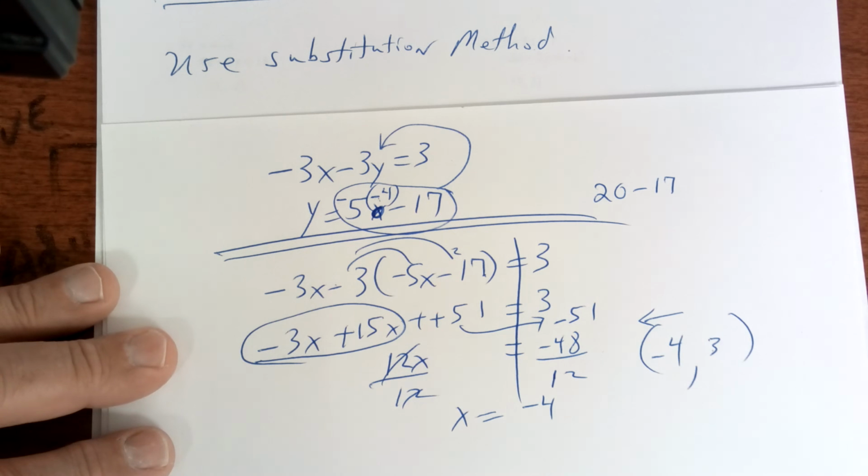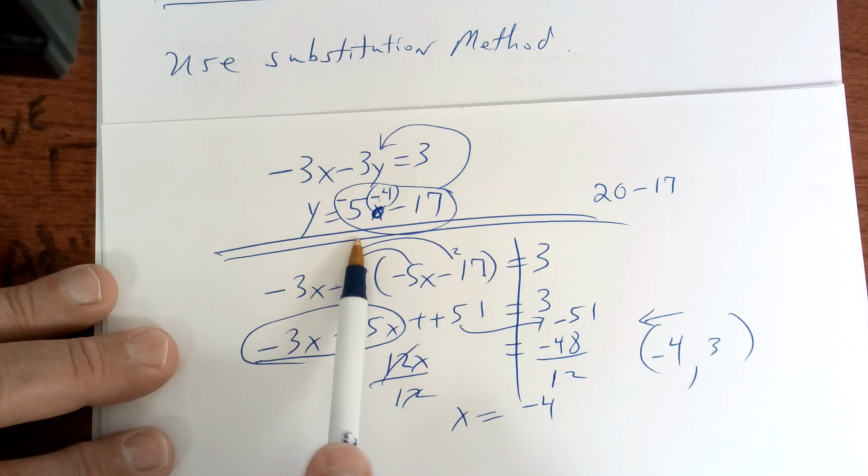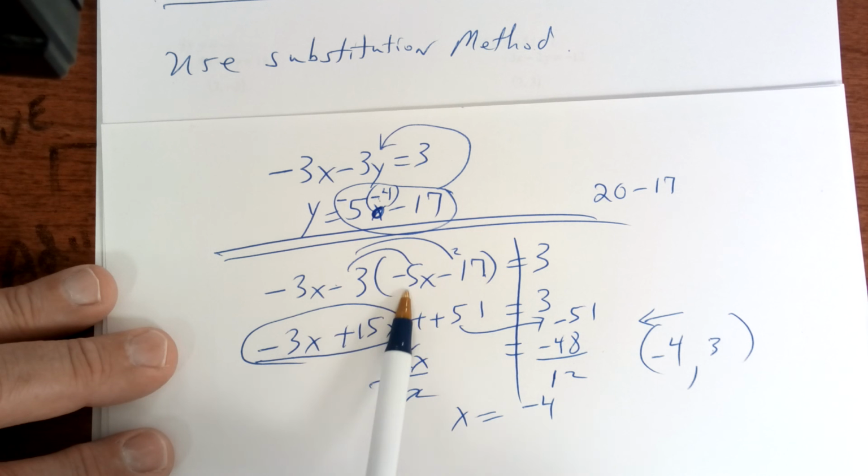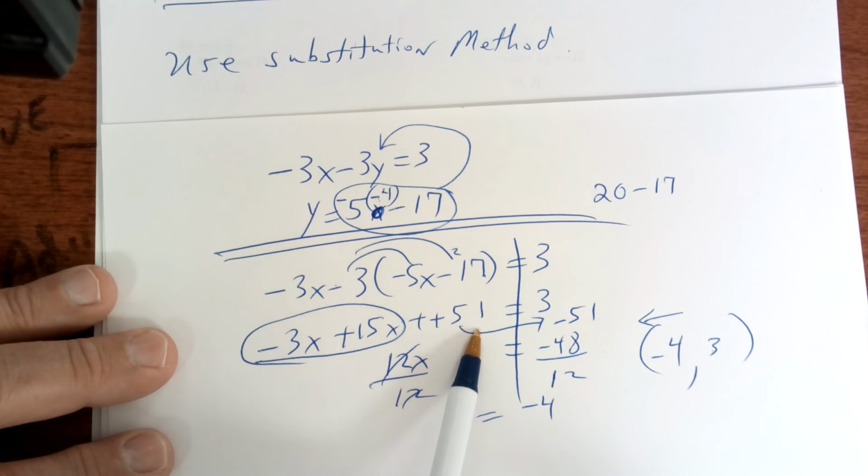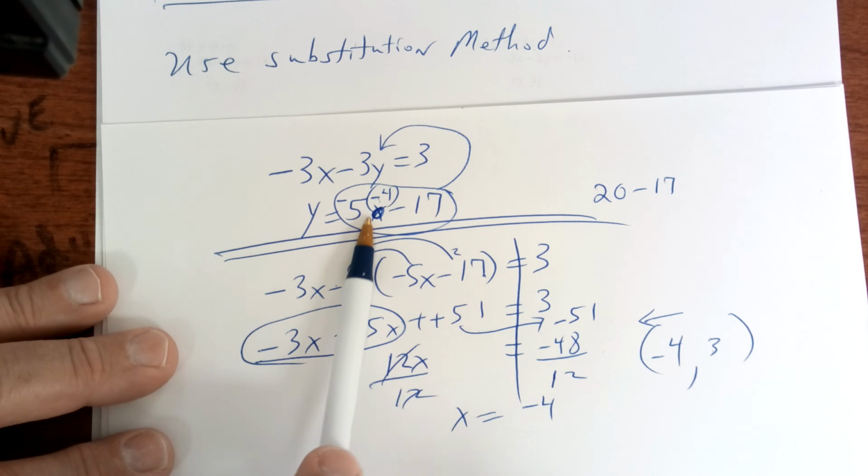And let me just check my work real quick just to make sure I did this right. So that gives me 15. That gives me a positive 51. And then I add that up. I move that over and I divide it. That looks fine. And then I plugged it in here and I got a positive 20.